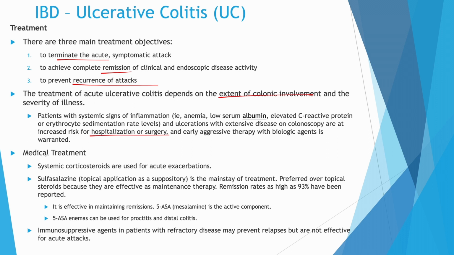So as far as medical treatment, it's the same players that we saw essentially in Crohn's disease. So we have systemic corticosteroids for acute exacerbations. Because sulfasalazine is better in the colon and ulcerative colitis is exclusively in the rectum and colon, we tend to use 5-ASAs more often as the mainstay of treatment. And remission rates can be as high as 93%, so that's good. Immunosuppressive agents can help with refractory disease, not as effective for acute attacks.